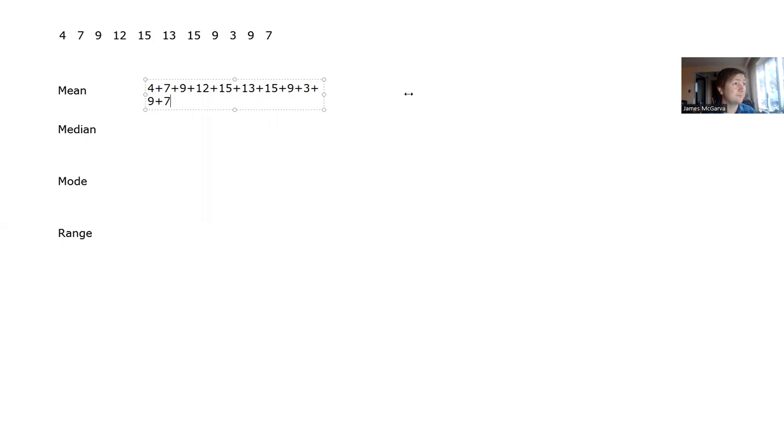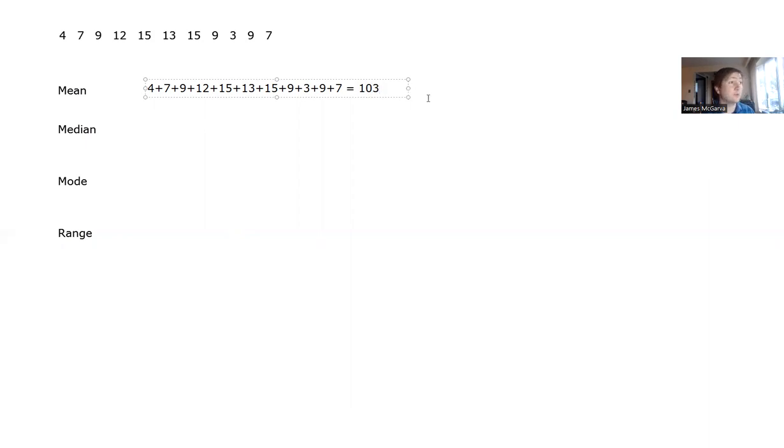We have to add all that up and see what do we get. So we get our calculators, right? And we plug that in. Right, so 4 plus 7 plus 9 plus 12 plus 15, 13, 15 again, 9, 3, 9, and 7 gets me 103.